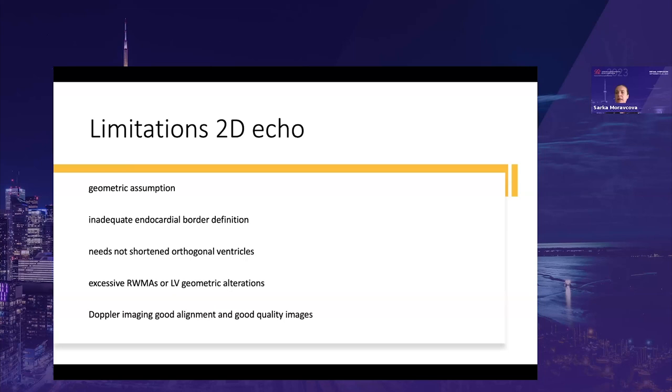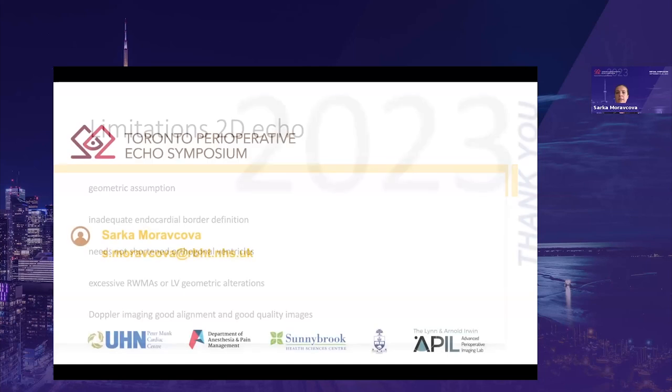So this is a summary of 2D echo disadvantages and limitations. 2D echo is dependent on a geometric assumption. It is not accurate if the ventricles are distorted and have regional wall motion abnormalities. It also depends on the views we are using for measurement. There also might not be adequate endocardial border definition. The left ventricle views need to be centered and on axis, and be aware of foreshortening. And the true apex is often not visualized, even if there is a good quality image. And the Doppler measurement needs to be aligned with the flow or vector of velocity. Thank you.